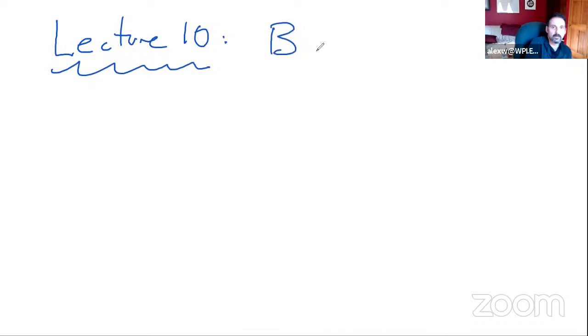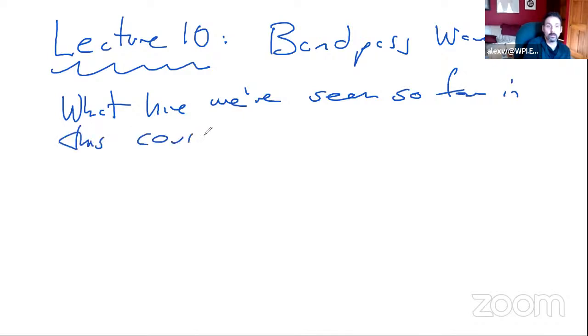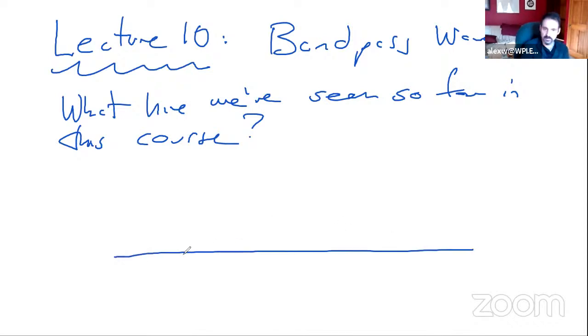So this is bandpass waveforms. So what's important about this? Well, we just saw it in lecture 9, right? What have we seen so far in this course? Well, just like what we saw 30 seconds ago, we've seen PSDs and filters and everything that are centered around 0, right? We've seen things like this.